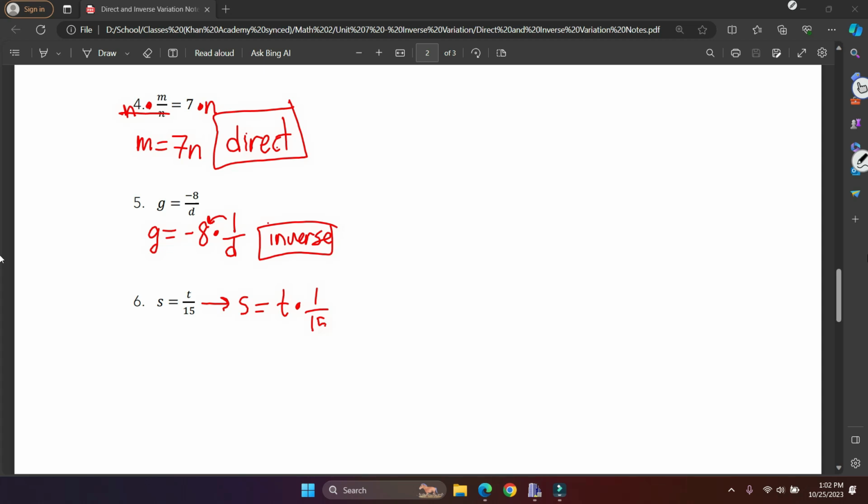Let me rewrite my equation. So this might seem a little strange as direct variation, but all you have to do is recognize that we have a variable multiplying a number. 1 over 15 is a fraction. That's just like any other number. You could express it as a decimal if it's easier to see. But all we have is a constant times a variable. And so that is an example of direct variation.